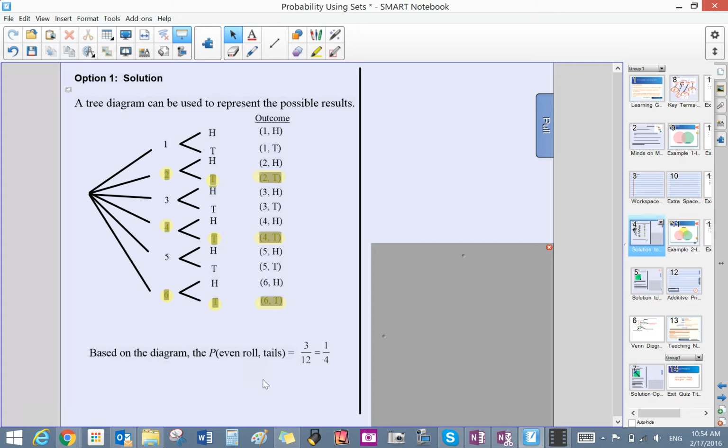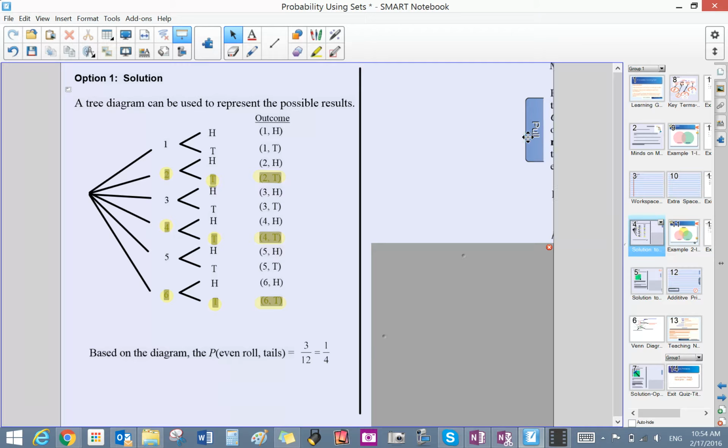So when you look through at the outcomes or the compound outcomes, we are looking for both an even roll of the die and the flip of a tail. So 3 of the 12 possible outcomes, or 1/4 of those outcomes, are specifically the outcome of the event we're looking for.